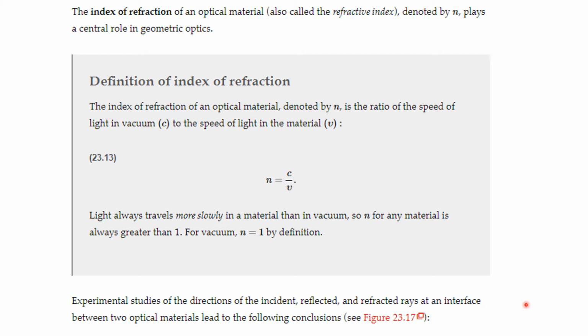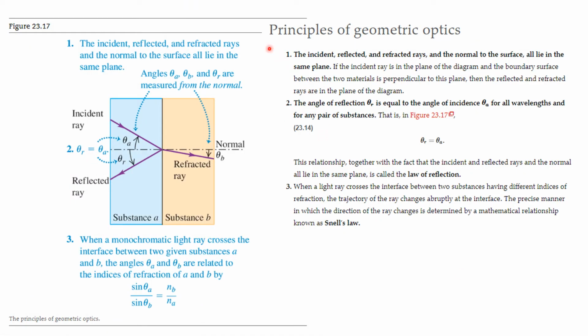Now experimental studies of the directions of the incident, reflected, and refracted waves at an interface or a boundary between optical materials lead to the following conclusions, and this will result in Snell's law. So here are the principles. The incident, reflected, and refracted rays and the normal to the surface all lie in the same plane. That means we can draw a picture because the incident ray, the reflected ray, the normal, and the refracted ray all lie in a plane. So they're all in the same piece of paper. So I guess that is number one.